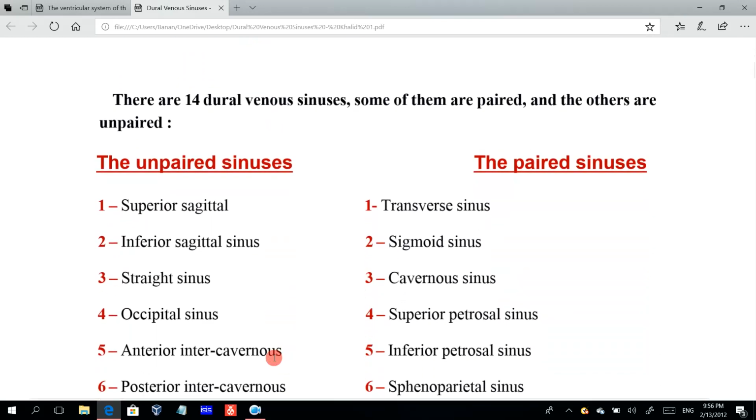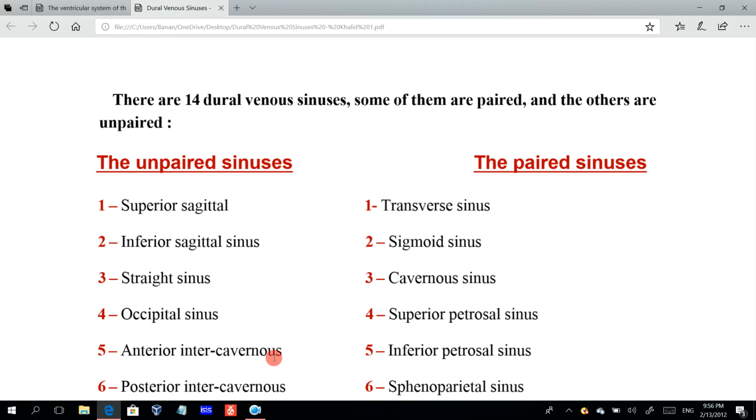We have 14 dural sinuses, and some of these dural sinuses are paired, that is to say, present on the right side of the cranial cavity and on the left side of the cranial cavity. And other dural venous sinuses are unpaired, let's say single. So what are these, the unpaired and paired sinuses?